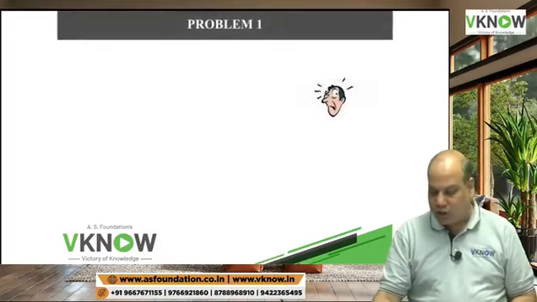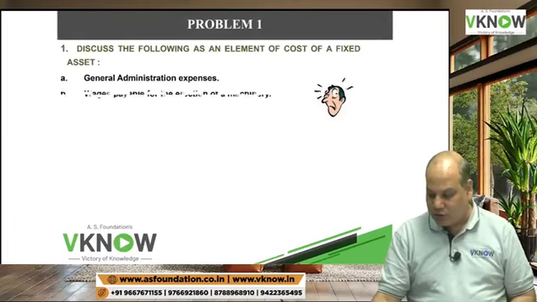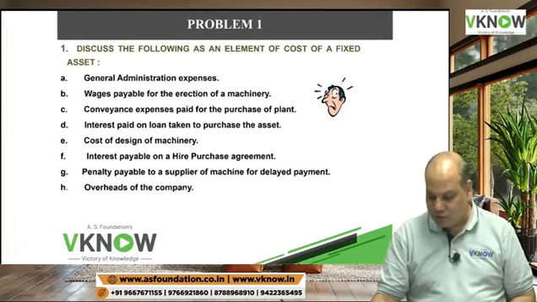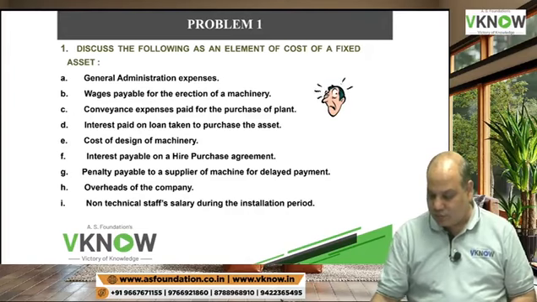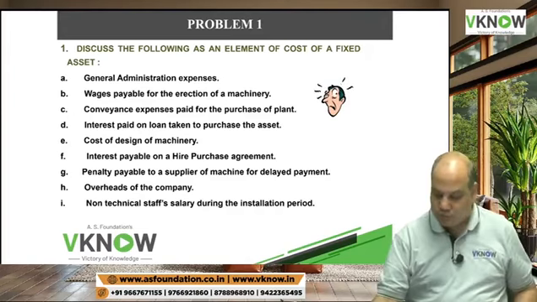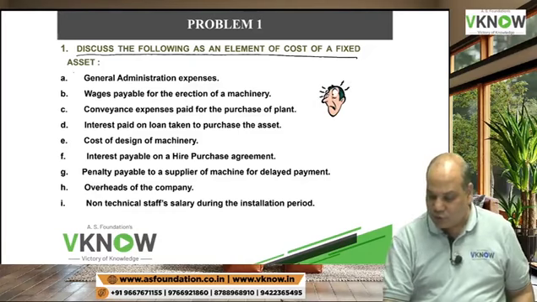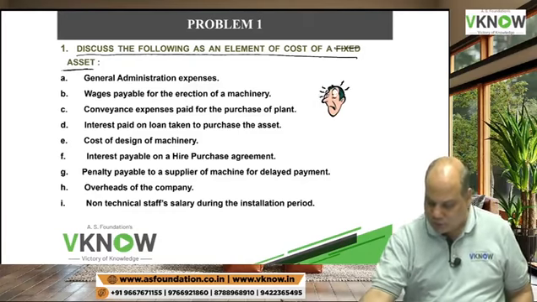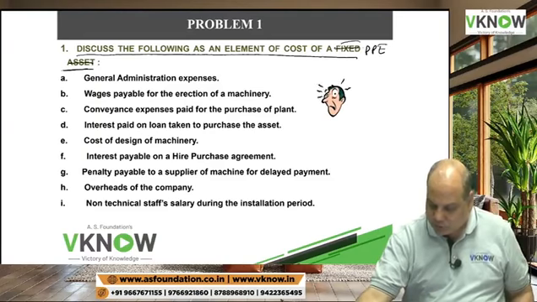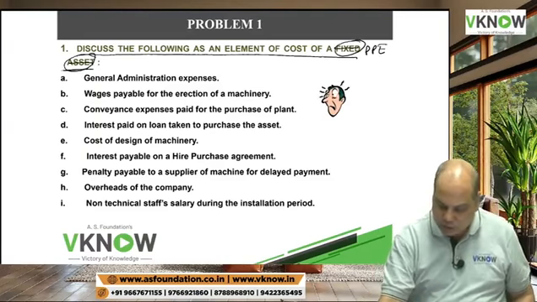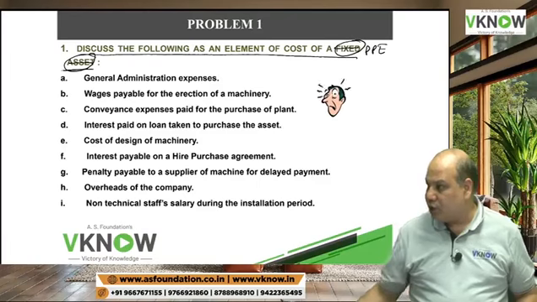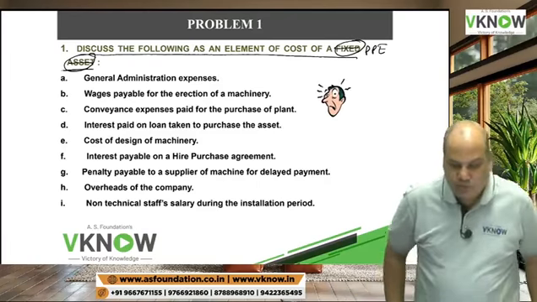Do not read the answer. This is an intermediate student. What he wants to know is: discuss the following as an element of cost of fixed asset. Fixed asset is now called PPE. So wherever fixed asset is written in the notes, you will convert it into PPE. So please participate.